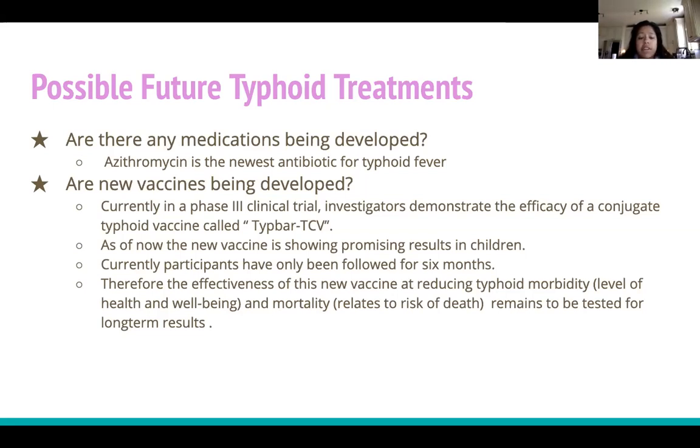It's currently in a phase 3 clinical trial, and investigators demonstrated the efficacy of the typhoid vaccine known as Typbar-TCV. As of right now, the vaccine is showing promising results in children, but they've only been following participants for around 6 months, so they're still waiting to see the long-term effects of the vaccine in correlation to death rates and the well-being of patients who take the vaccine.